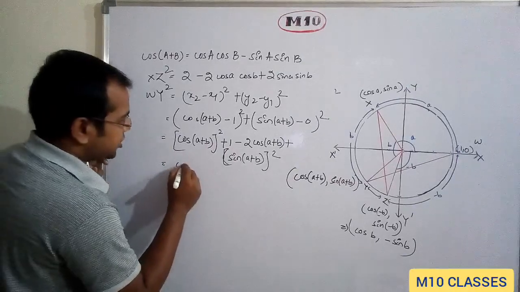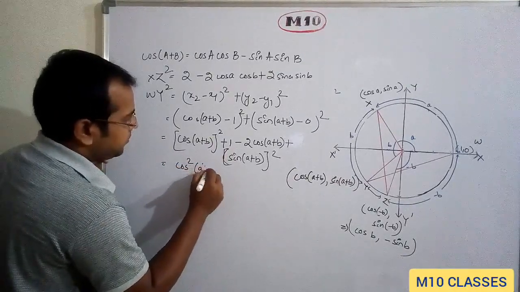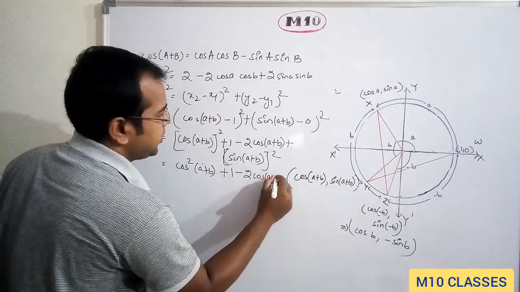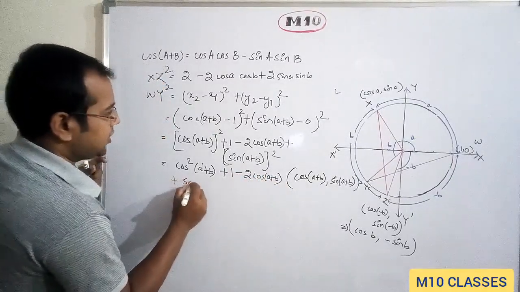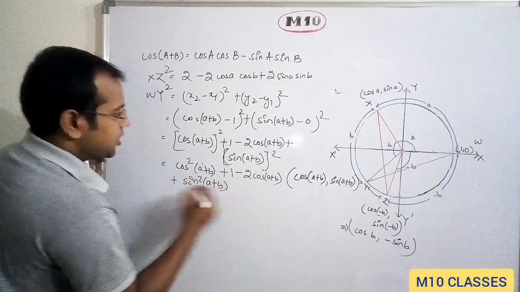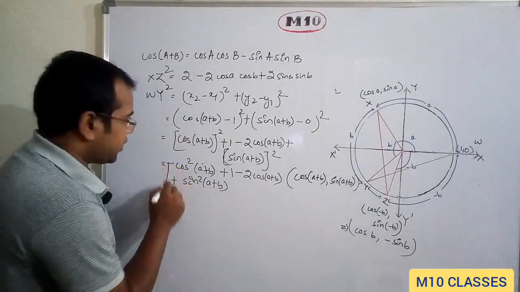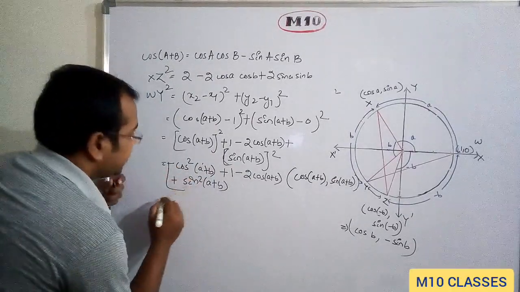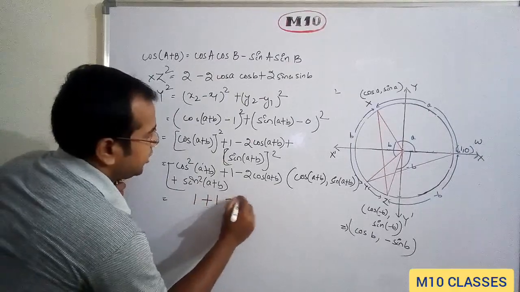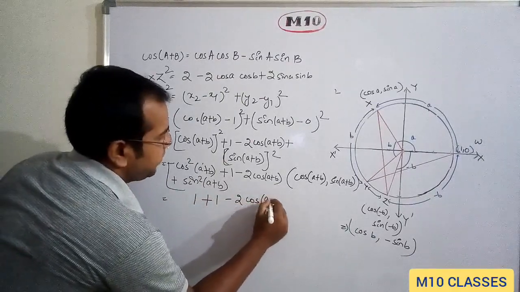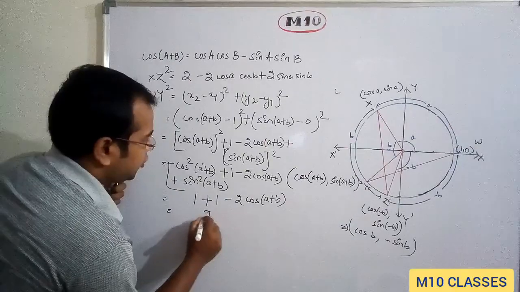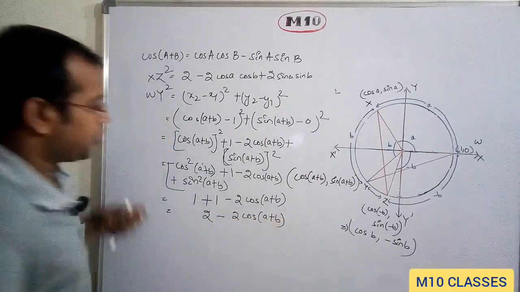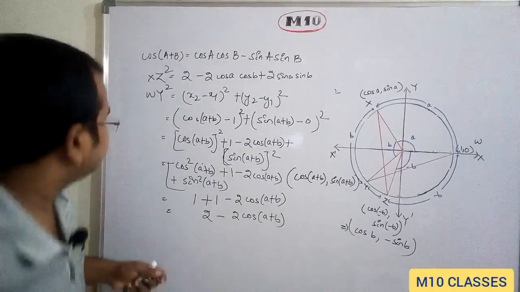See, this is cos square of a plus b plus 1 minus 2 cos of a plus b plus sin square of a plus b. Now see here students, this is cos square theta plus sin square theta, which is nothing but 1. So you are getting 1 plus 1 minus 2 cos of a plus b. So you are getting 2 minus 2 cos of a plus b. Okay. So what are you getting here?